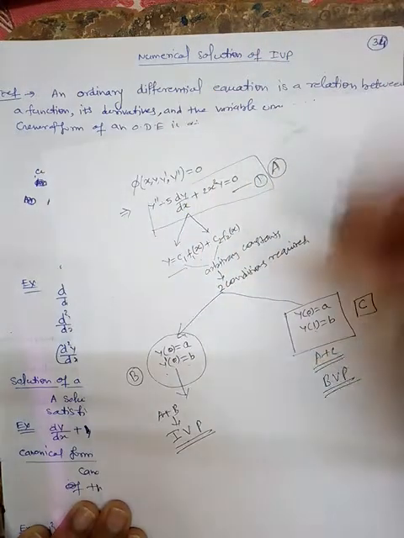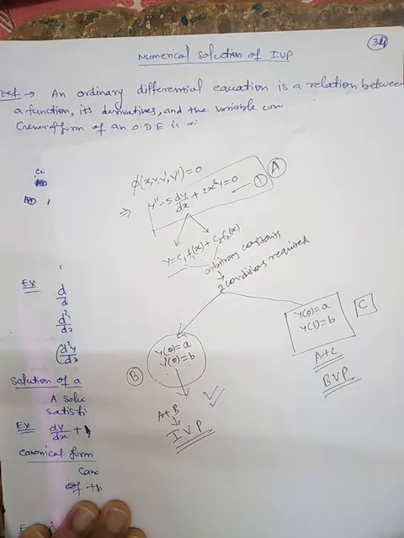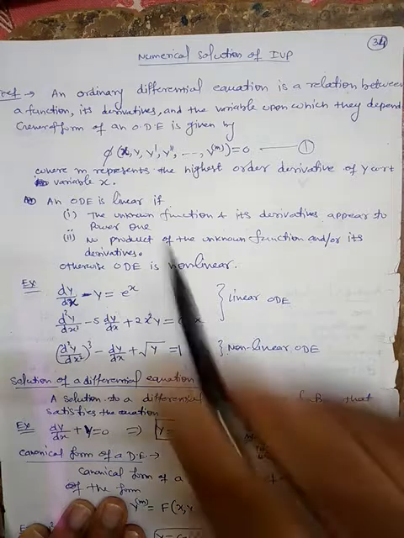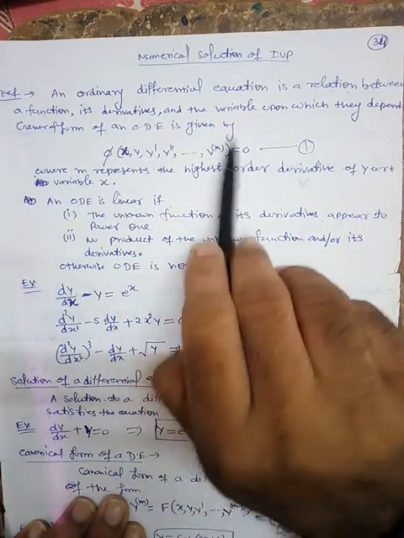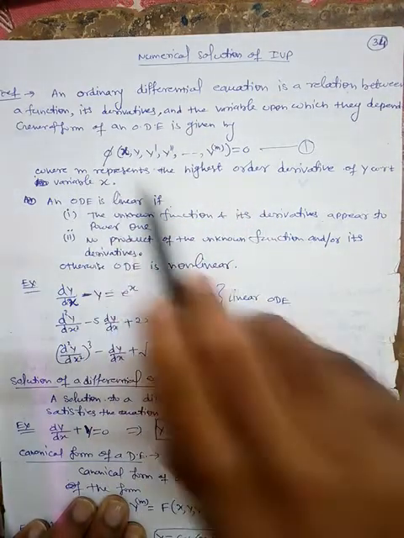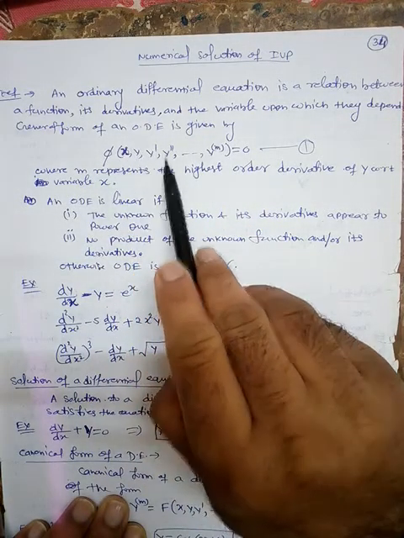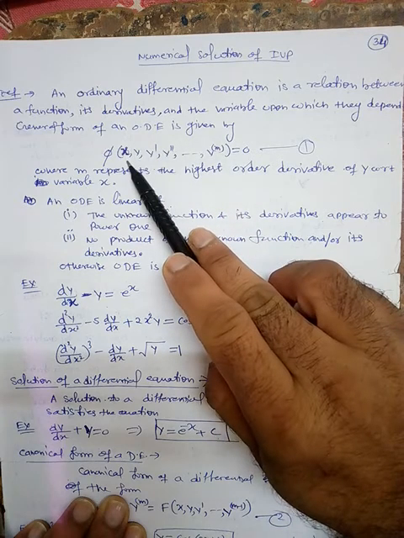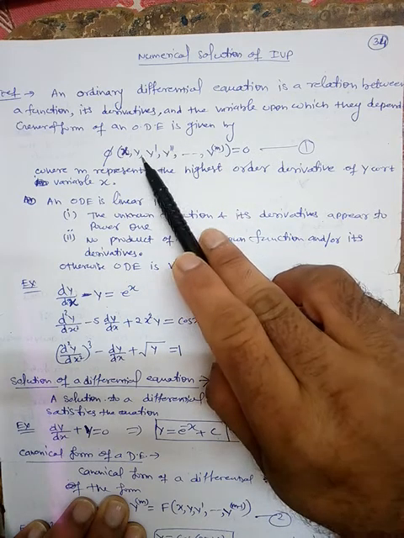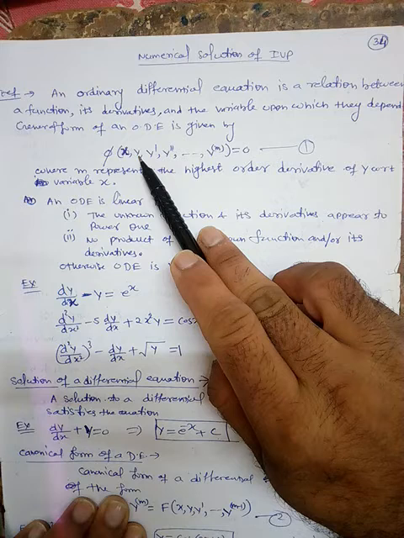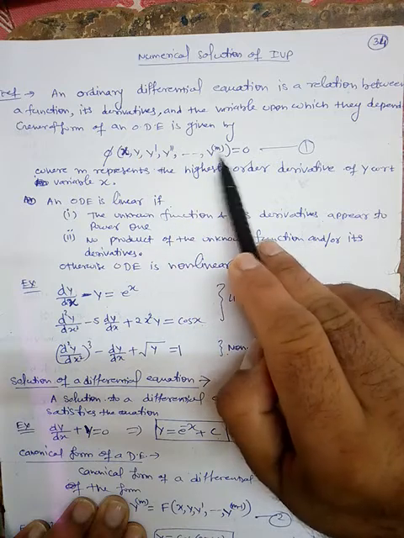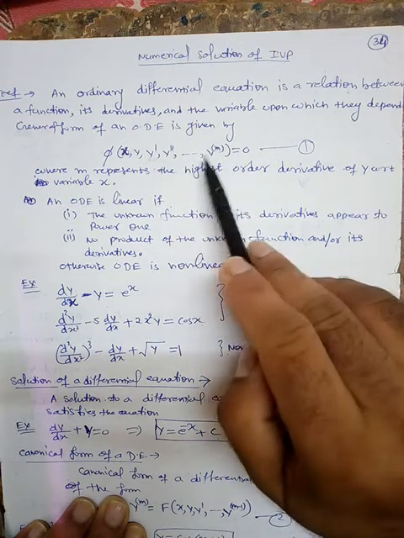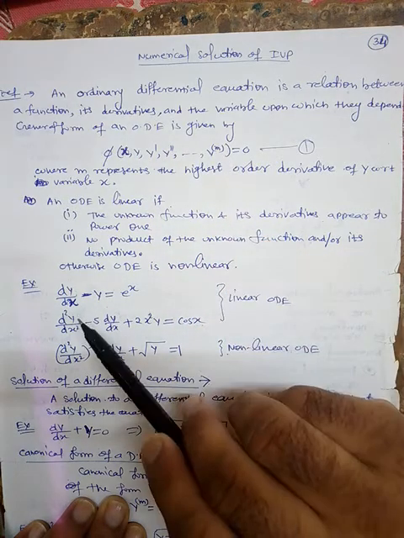Fine. So now here our target in this unit is to solve this kind of problems. Here we are writing a differential equation like a function phi of x, y, y dash, y double dash, up to y m equal to 0. Here x is the independent variable and y is the dependent variable, and y1, y2, ym are the derivatives of different orders up to m.